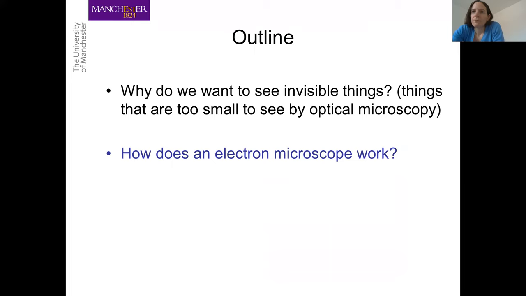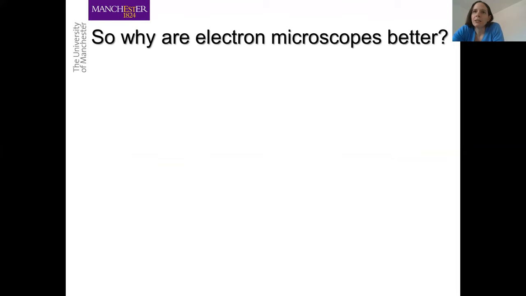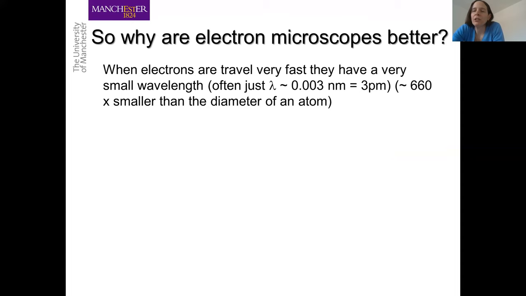Okay, so we said that we can't see atoms using the optical microscope because they're simply too small. The wavelength of our optical microscope was a few hundred nanometers and the size of our atom was less than a nanometer. So we have to use an electron microscope. And why is that better? Well, an electron has a charge, and that means that we can accelerate an electron through a potential difference, through a voltage drop, and we can accelerate it to speeds that are just fractions of the speed of light. And when electrons are traveling that fast, they have a very small wavelength. And that means that we can see things that are very, very small.